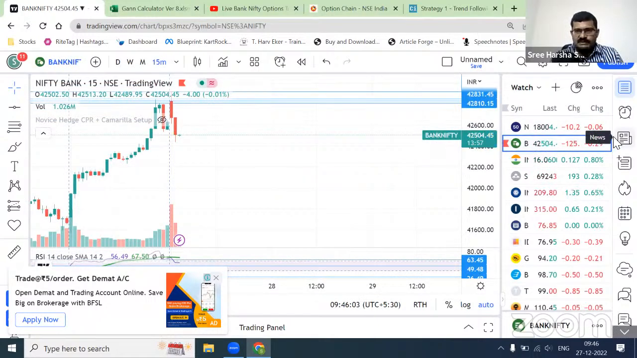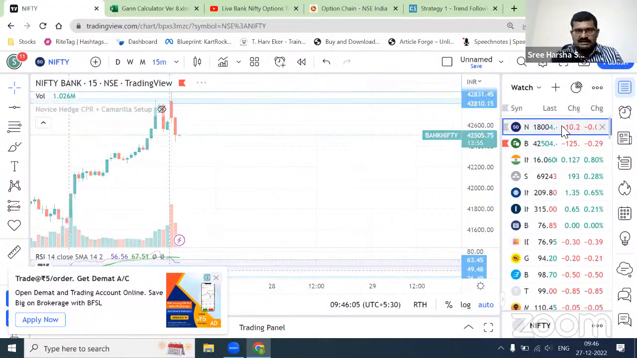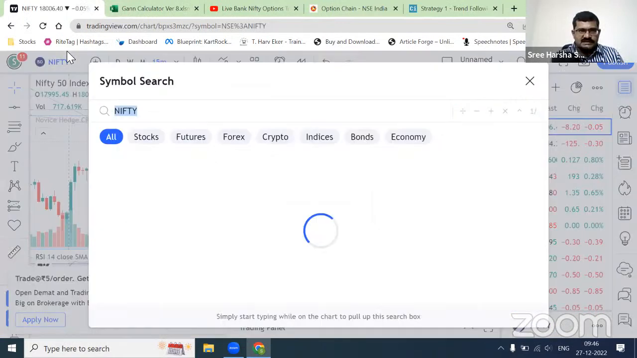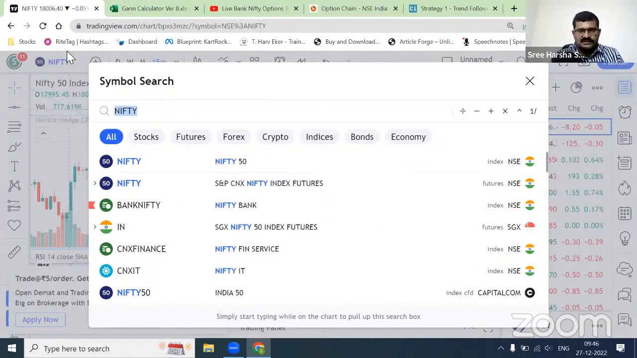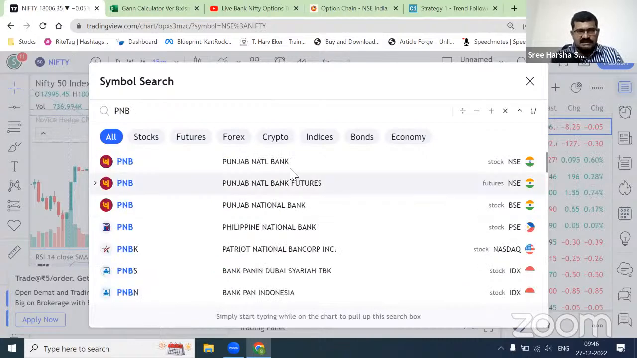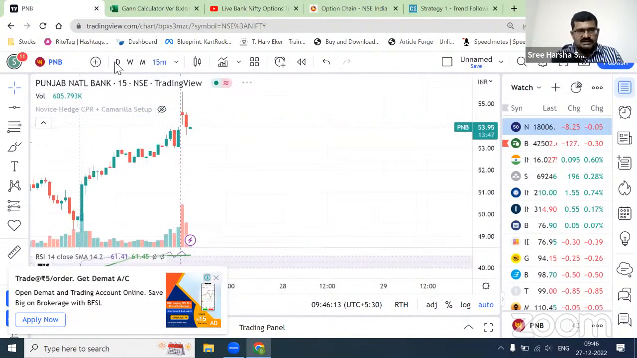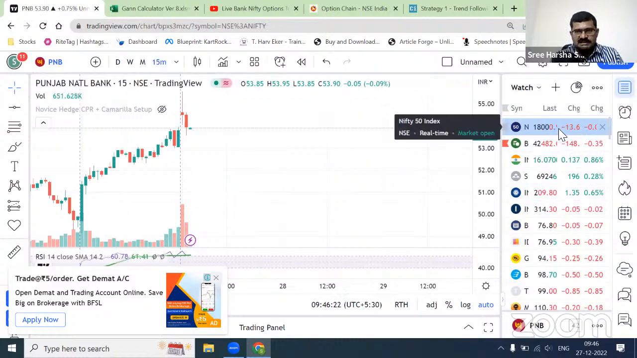Even here, somehow it is trying to hold. So let's see. And where were we? We were at Punjab National Bank. Here also it needs to hold. See, the entire structure is like this. The entire thing is trying to hold on. Let us see.